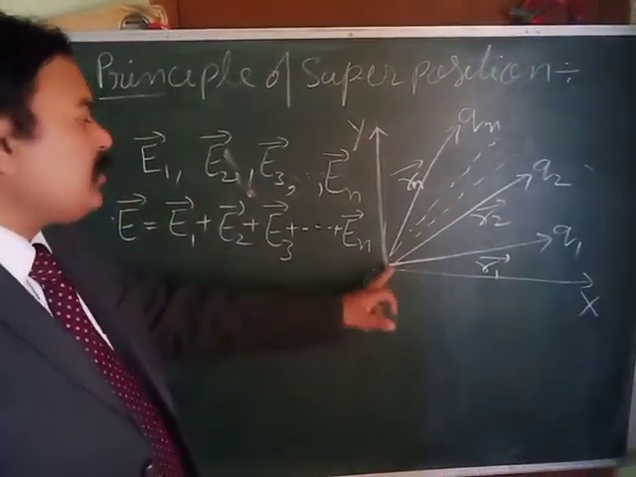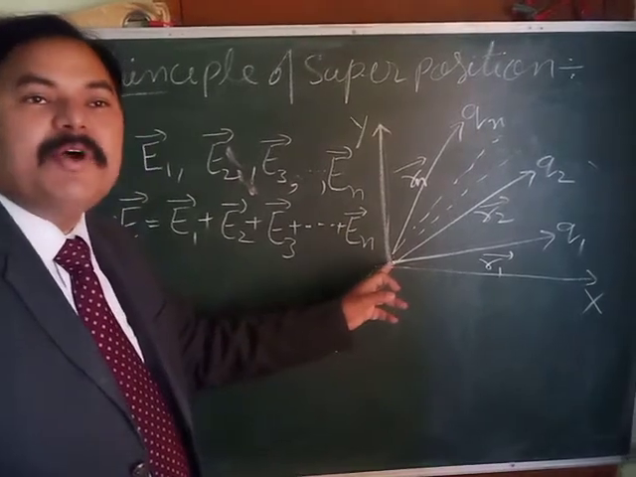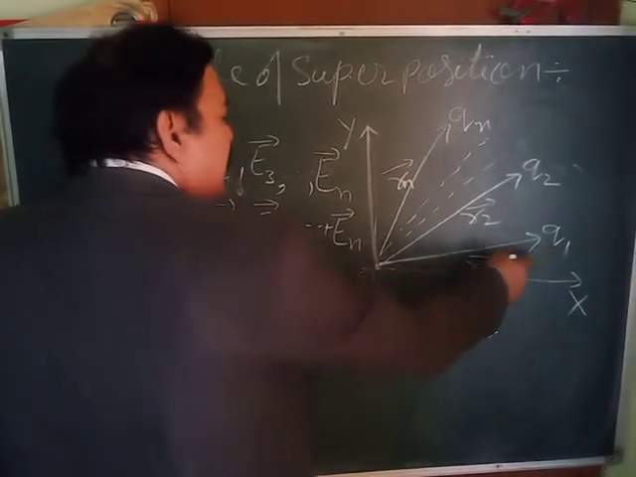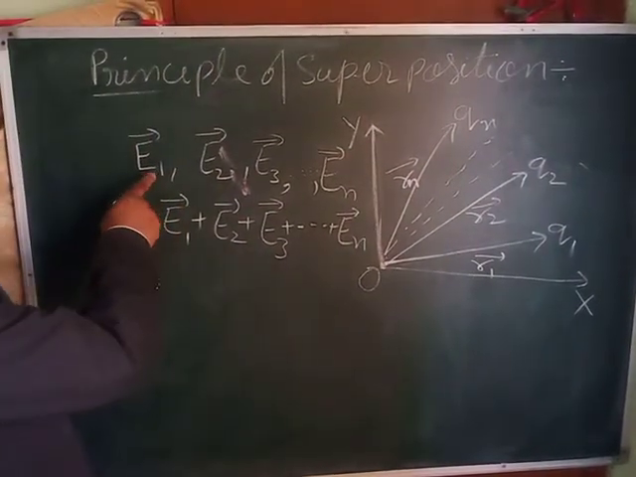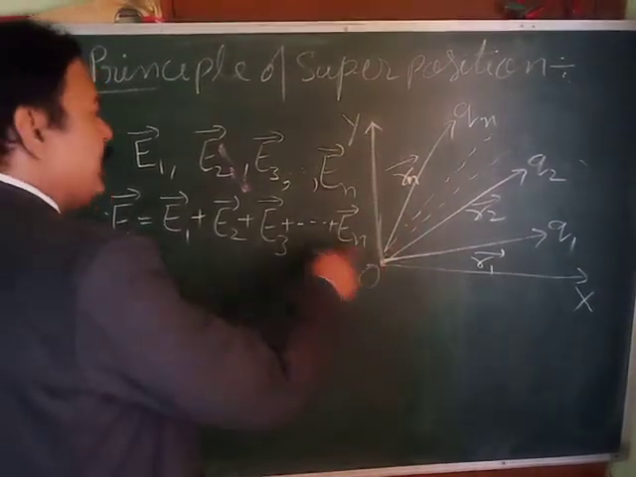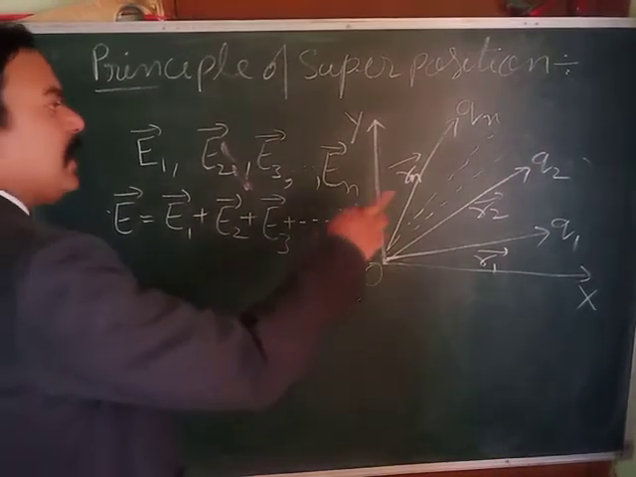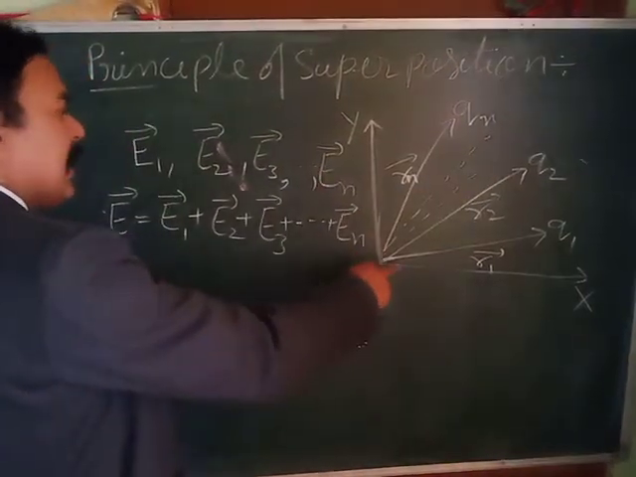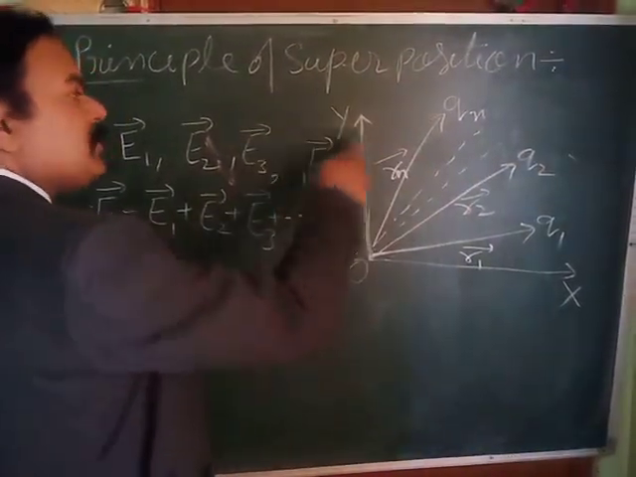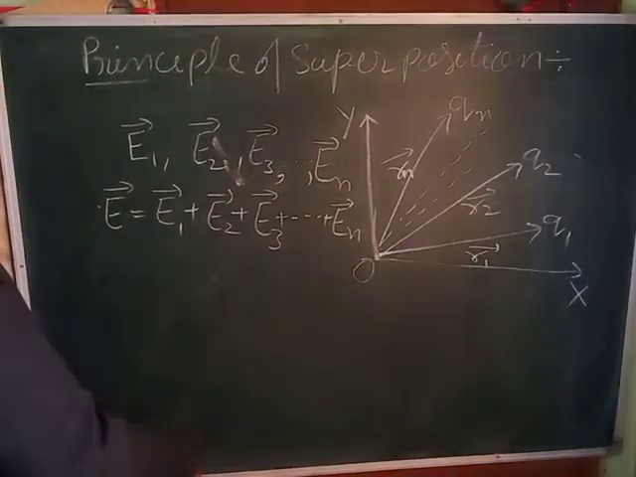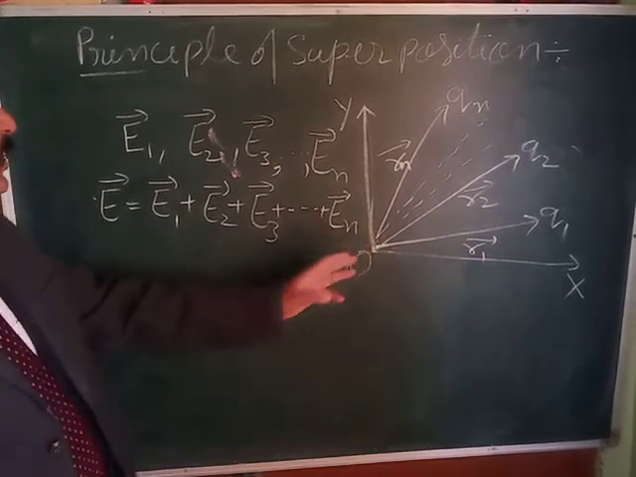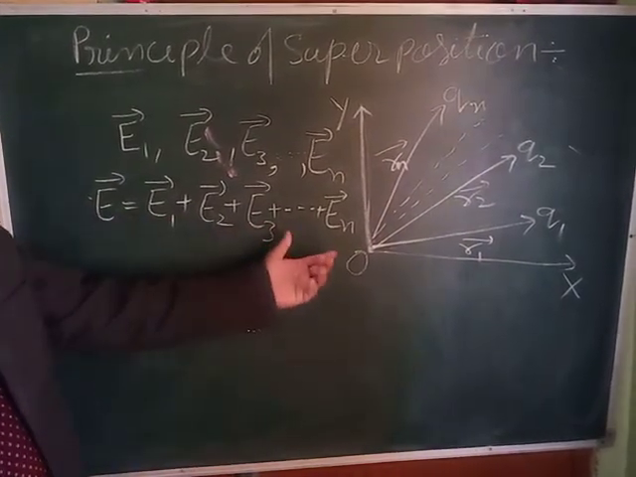In this case, suppose you want to find out the electric field at point O due to all these charges. First of all, we will find the electric field due to Q1 at O. Suppose that electric field intensity is E1. Now the electric field intensity due to charge Q2 at point O is E2. In the same way, the electric field intensity due to charge Q3 at origin is E3. And similarly, the electric field due to charge Qn at origin is En. Now in order to find the net electric field at origin, what we need to do is take the vector sum of all.